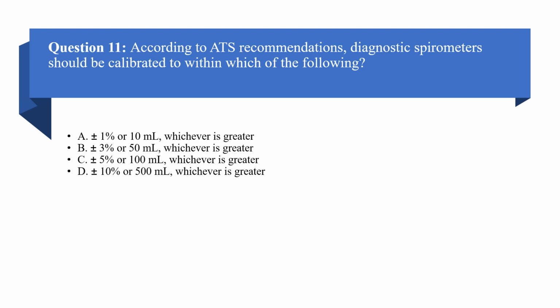A, plus or minus 1% or 10 mLs, whichever is greater. B, plus or minus 3% or 50 mLs, whichever is greater. C, plus or minus 5% or 100 mLs, whichever is greater. And D, plus or minus 10% or 500 mLs. It seems like a lot, whichever is greater. And the correct answer is, drum roll, B, plus or minus 3% or 50 mLs, whichever is greater.